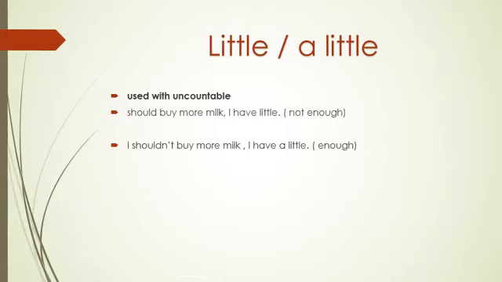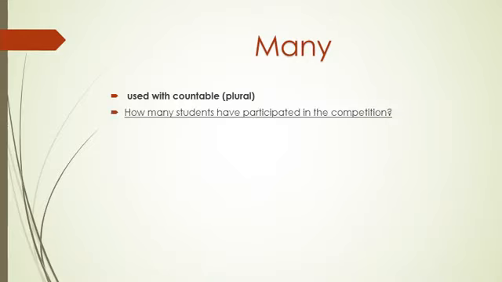The following example: I shouldn't buy. I don't want to buy. Why? I have a little milk. I have a bit, and this bit is enough. Okay? The following one is many. Many is followed by a countable noun, and it should be plural. How many students have participated in the competition? How many students? Students is countable and plural.